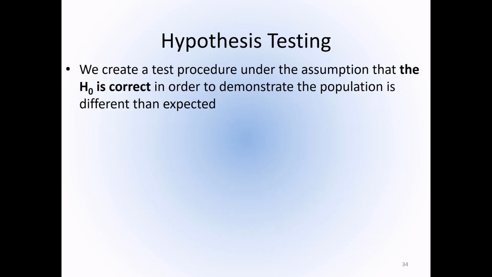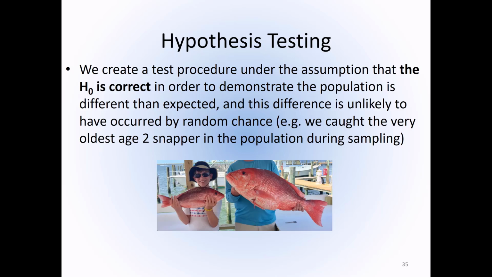So based on our question and based on our hypothesis, we then need to come up with some type of statistical framework in which to test this. And the goal then is to determine, okay, is the difference that we're observing likely to have occurred by random chance?